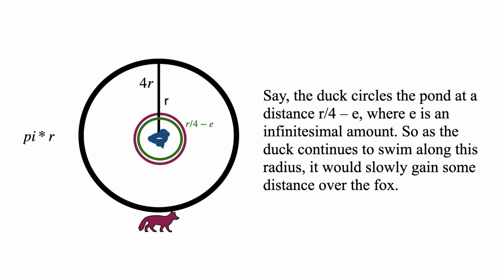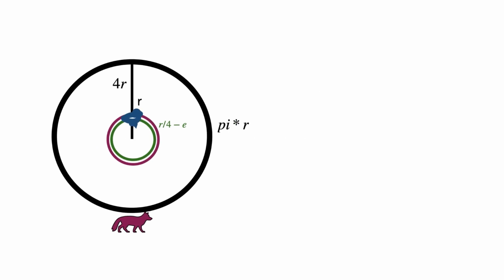As the duck continues to swim along this radius, it would slowly gain some distance over the fox. Once the duck is able to gain 180 degrees over the fox, the duck would have to cover a distance of 3r/4 plus e to reach the edge of the pond. So why 3r/4 plus e? This is because the duck is already at the distance r/4 minus e. So the distance it has to cover to reach the land is 3r/4, which is the remaining distance, plus e, which is an infinitesimal amount. In the meanwhile, the fox would have to cover half the circumference of the pond, that is the 180 degrees at that point.